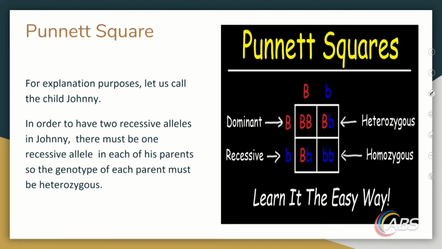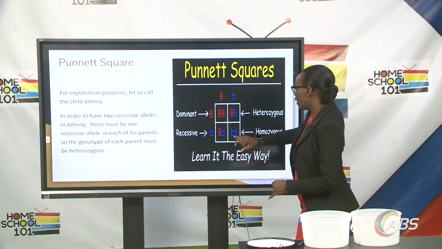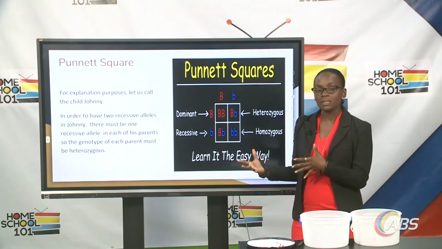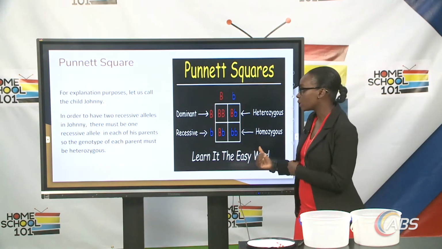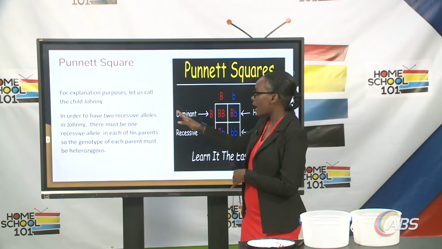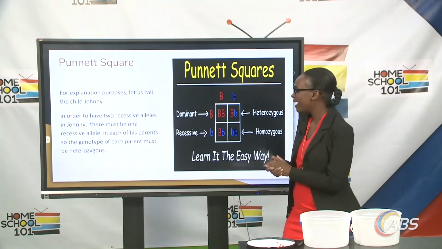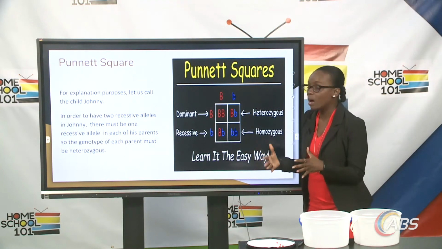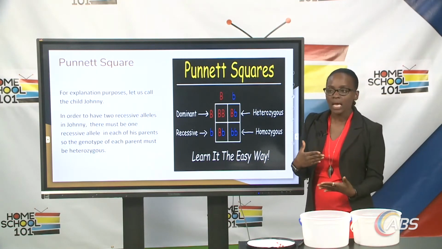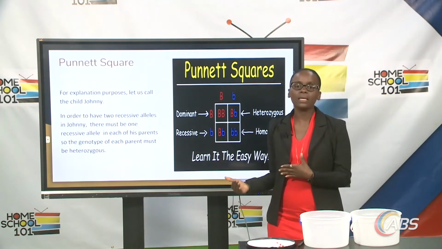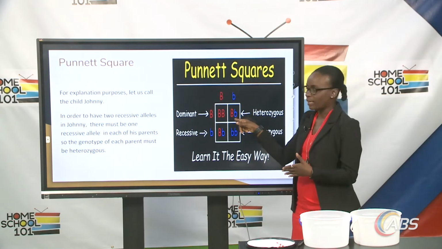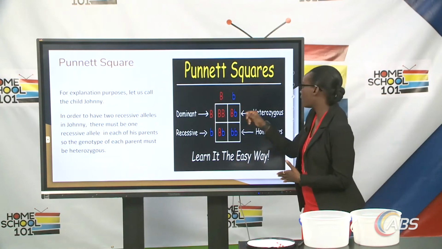And so here is where our little friend from the beginning, our short friend from the beginning, could possibly be. Because if we notice, the small b's would represent the recessive trait. And so that would mean that he would be short. Now, in order to have the two recessive alleles in Johnny, which is who I'm calling him, there must be one recessive allele in each of his parents. So the genotype of each parent must be heterozygous, meaning that it has one dominant allele and one recessive allele, or one uppercase letter and one lowercase letter, as we see right here.